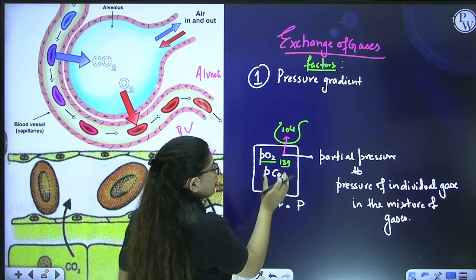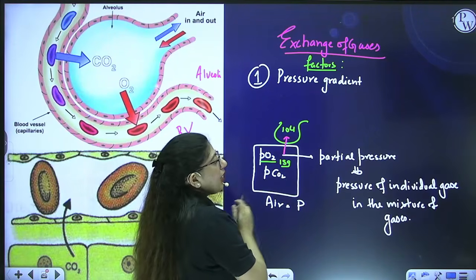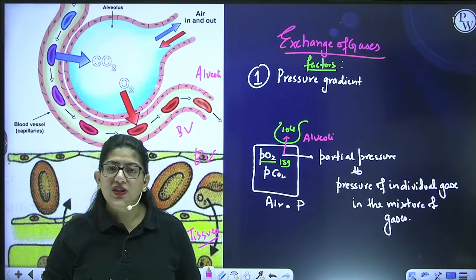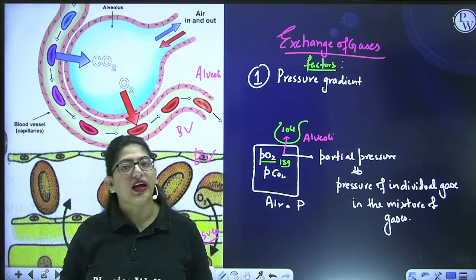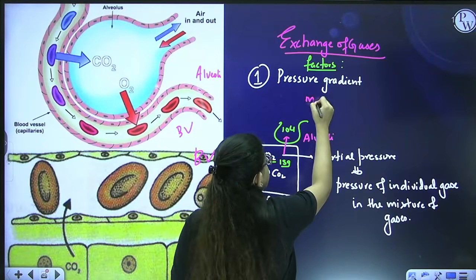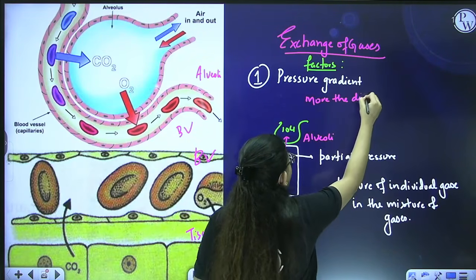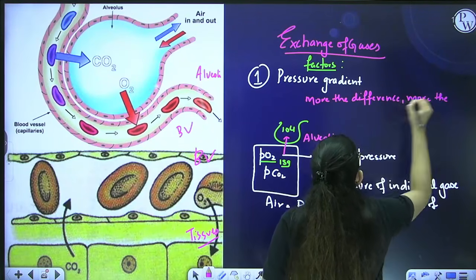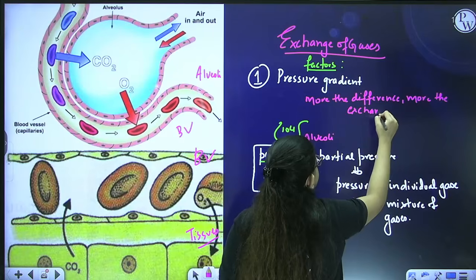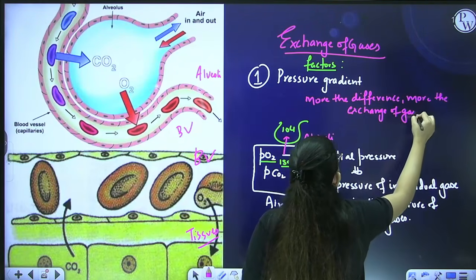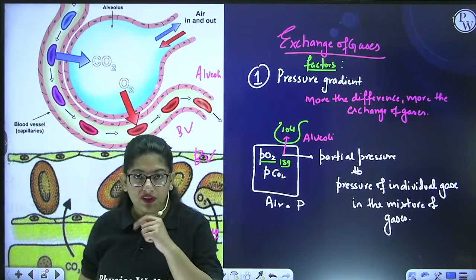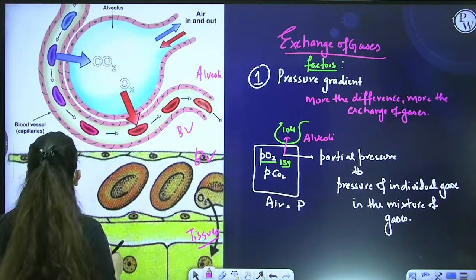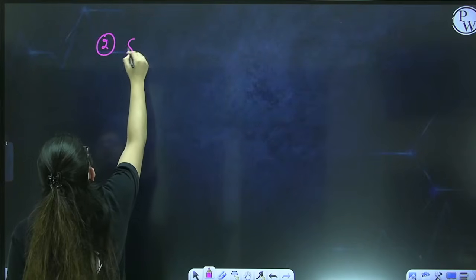If I say in air the partial pressure of oxygen is 159 mm of mercury, in alveoli it is 104. So here you can see the partial pressure of oxygen is less in alveoli, so from air it can easily move inside. So more the difference, more the exchange of gases. All right, moving further. So one factor is the change in the pressure gradient. Let's talk about the other factor. Second factor is solubility.